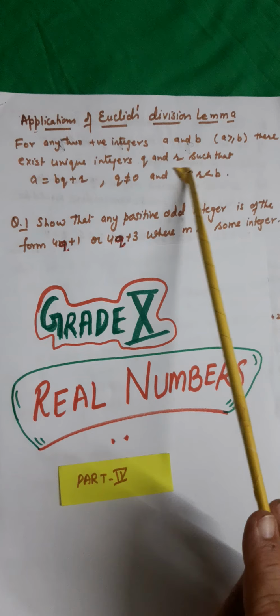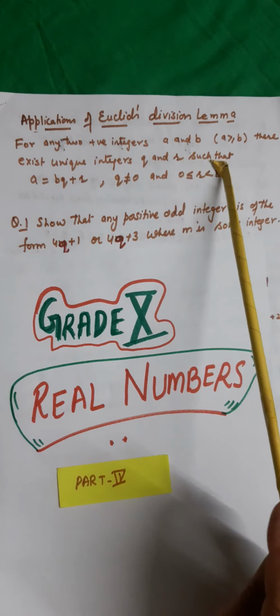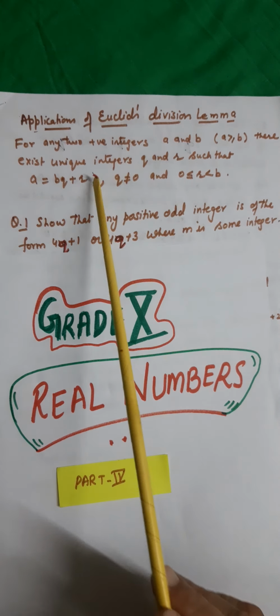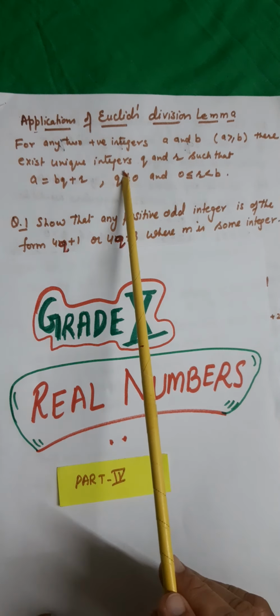Euclid's division lemma states that for any two positive integers a and b, when a is greater than b, there exist unique integers q and r such that a is equal to bq plus r, where q is not equal to 0 and 0 is less than or equal to r is less than b.